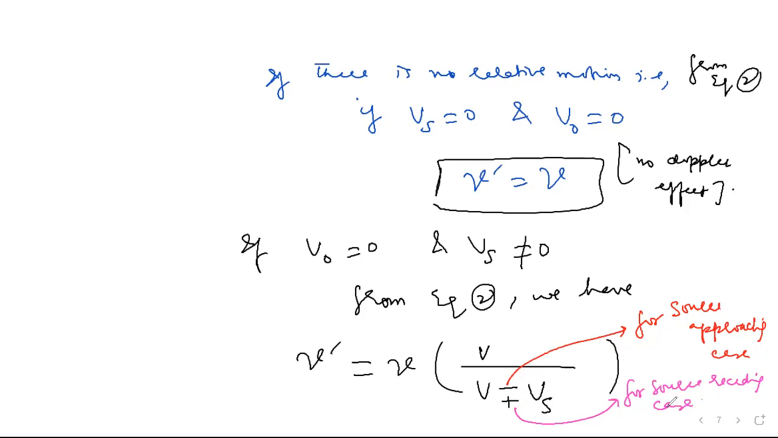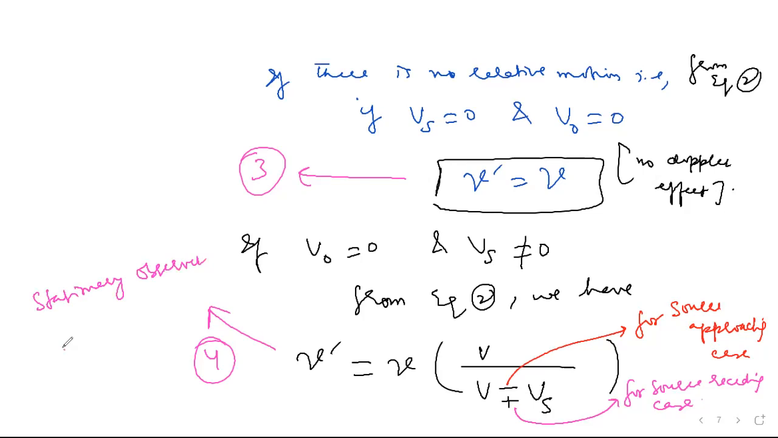So let me name these equations. This I call 3, no relative motion, no Doppler effect. So this I call 4. It contains 2 cases. This is for stationary observer and moving source, right? Vs is non-zero, that means source is moving. Vo is 0, that means observer is stationary.